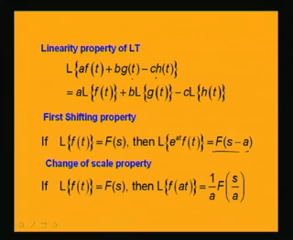Next, the change of scale property. If the Laplace transform of f(t) equals F(s), and you are multiplying a constant with t and taking the Laplace transform, then the Laplace transform of f(at) will be equal to 1 by a into F(s by a). So, the scale is changed. You just see when a is multiplied here, it will be divided by a, 1 by a, and s will be divided by a. So, it will be 1 by a F(s by a).